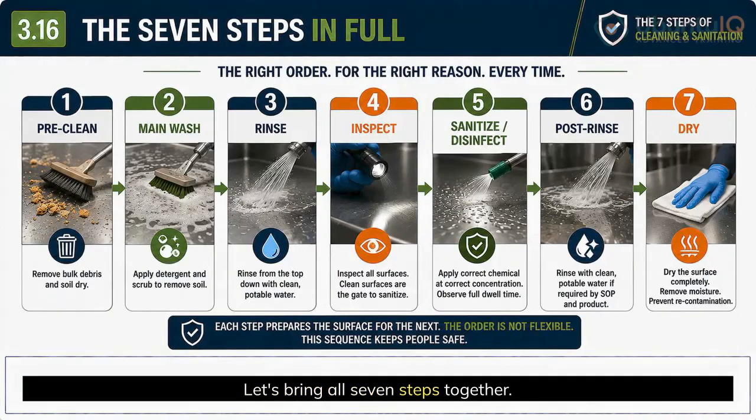Let's bring all 7 steps together. The slide ahead shows the full sequence. We start with the pre-clean, removing bulk debris dry. Then the main wash, detergent and scrubbing. Then the rinse, clean water, top to bottom. Then inspection, the gate between phases. Then we sanitize or disinfect, correct chemical, correct concentration, full dwell time. Then the post-rinse if our product and SOP require it. And finally, we dry. Each step prepares the surface for the next one.